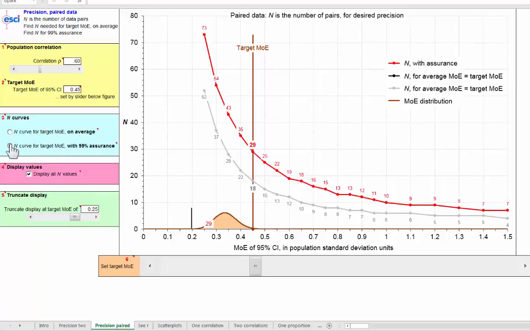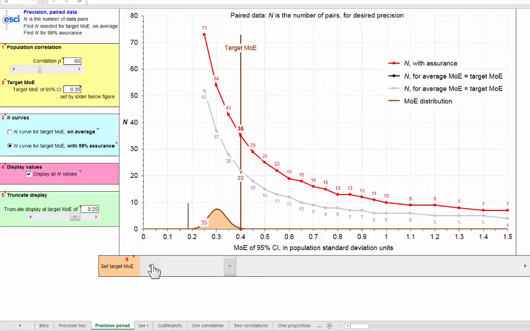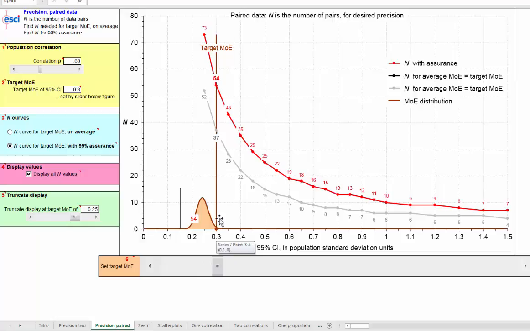Again, we can use assurance, and this tells us that a group of 18 will on average give us MOE of 0.45, but if we have a group of 29, considerably more, then we're almost certainly going to get MOE less than 0.45. And as before, if we move our target MOE down, maybe MOE of 0.3, then n equals 54 will give us, with 99% assurance, MOE of 0.3.